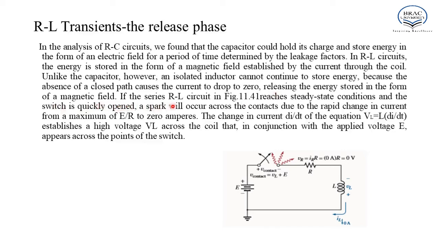If the series RL circuit as shown over here reaches steady state condition and the switch is quickly opened, a spark will occur across the contacts due to the rapid change in current from a maximum of E by R to 0 amperes. The change in current di by dt of the equation VL equals L times di by dt establishes a high voltage VL across the coil that, in conjunction with the applied voltage E, appears across the points of the switch.